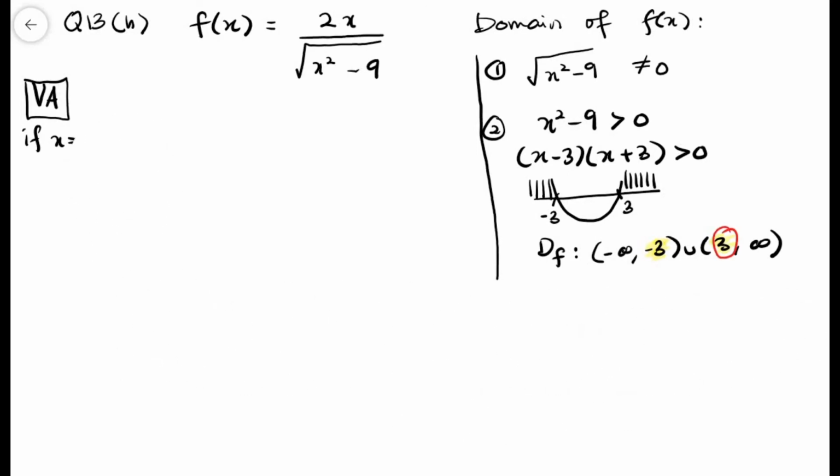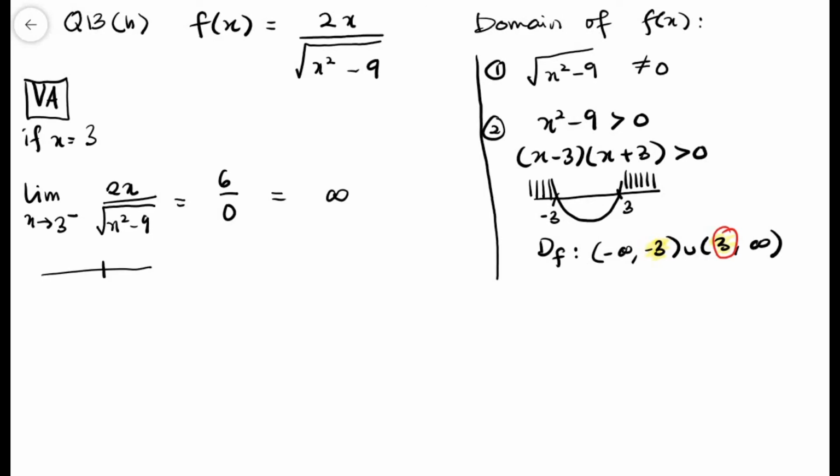Okay, so I'll clear that up. If x is equal to 3, you still need to find both one-sided limits. The limit as x approaches 3 from the left side for the function 2x over sqrt(x square minus 9): when you substitute, you get 6 over 0. So the answer should be infinity, but you need to check the sign of the 0 below. Okay, so it is 3.